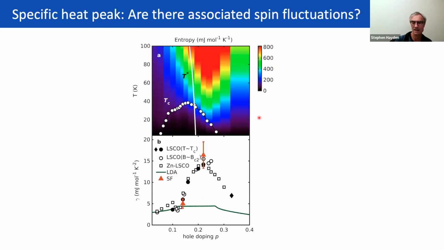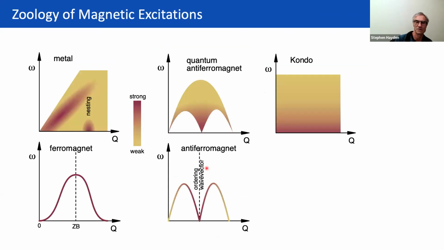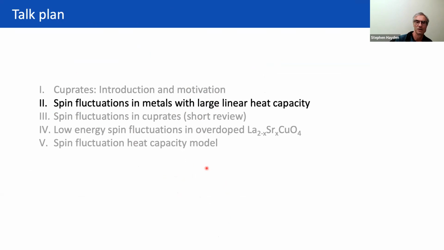Okay, so that's the thrust of some of the motivation. We're going to look to see if we can get an idea what is causing this, whether there are any spin fluctuations connected with this phenomenon. So, a quick look at spin fluctuations in other materials, just to show you that there are already other materials where we see low energy spin fluctuations and at the same time large specific heats.